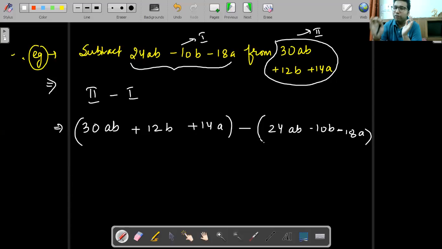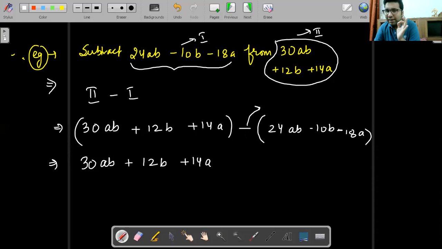I have told you whenever you have a negative sign in between, it is always better to use a bracket, because if I don't use the bracket, this negative influence will not be fine. So this is the horizontal method. This is simple simplification. Okay, don't worry. Now just open the bracket. First of all, open the brackets. You will get 30ab plus 12b plus 14a.